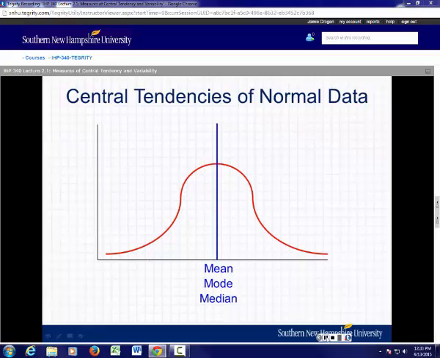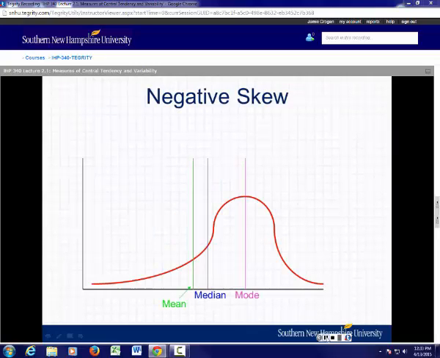Now when the data are normally distributed, the mean, the mode, and the median are all the same number. They're all in the middle. The most frequently occurring score is the same value as the mean when you add up all the numbers and get the average, and it's the middle position as well. However, those three scores are not always the same.